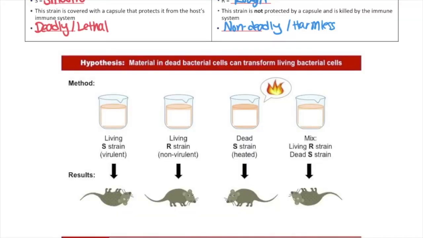So you should already have the type S and type R strain labeled on this page of your notes. Again, S stands for smooth. These are deadly or lethal bacteria. And the type R strain, R stands for rough, and they are non-deadly or harmless. Let's quickly illustrate what these cells look like again. So the smooth bacteria we're going to use red for, and they are deadly because they have an outer protective coat that prevents your immune system from being able to destroy them.